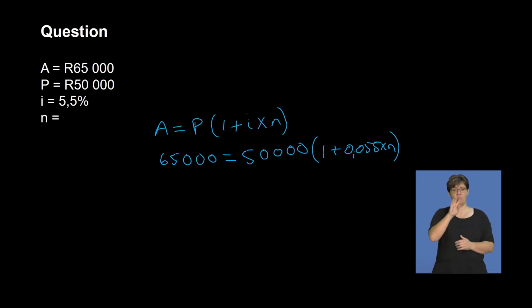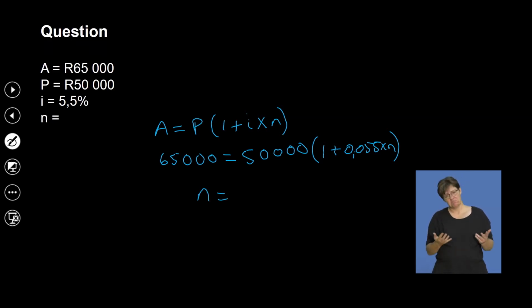So roughly, I will say N will be equal to 5 years, because you will need to round it off to the nearest number of years. And then you can continue maybe and convert the decimals into months. But it will approximately take 5 years for this amount to grow to being 65,000 at that interest rate.